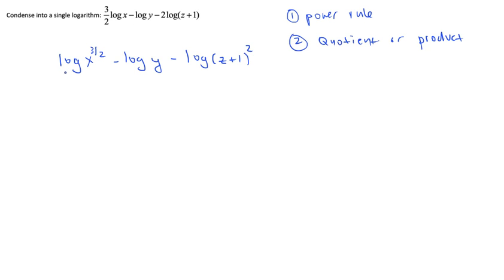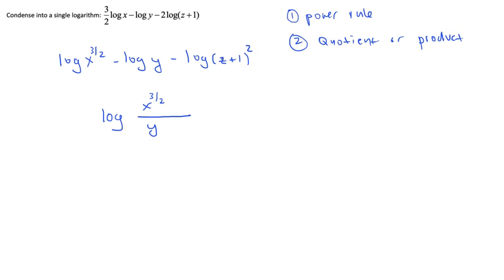Okay. Then how do we combine these? Now we use the quotient rule or the product rule. So I know, and this is the key, that I'm going to end up with 1 log, with 1 fraction. Now, how do we determine which terms go in the numerator, and which terms go in the denominator? There's another method where we do this one by one. I don't like doing that because we end up with complex fractions. The idea is that this log is positive, so the x to the 3/2 should go in the numerator. This log is negative though. It's a minus here. So that means the y should go in the denominator.